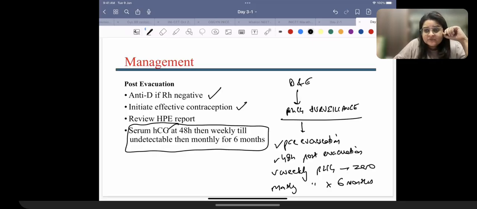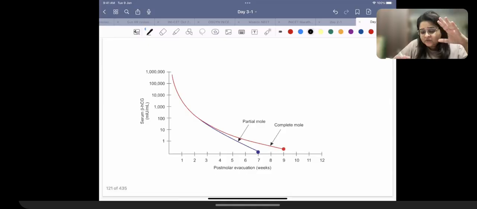Why is this important? Because अगर beta HCG बढ़ने लगता है blood में, that means this mole has been transformed to choriocarcinoma. So again, pre-evacuation beta HCG, post-evacuation beta HCG, and then weekly beta HCG till 0, till the beta HCG disappears from the blood, and then monthly for 6 months. This is called beta HCG surveillance.